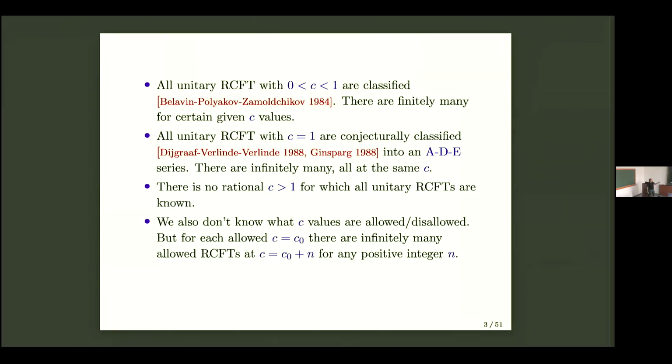However, one thing to note is that because C equals 1 already has infinitely many theories, if I know that there is one RCFT at C equals C0, then if I add any integer to C0, I can simply tensor with lots of C equals 1 theories and get infinitely many. So we have no right to expect finitely many RCFTs, even under the general definition for C greater than 1. Although it's possible that there are, once you find a C value that's allowed, you know that all C plus n necessarily have infinitely many theories.